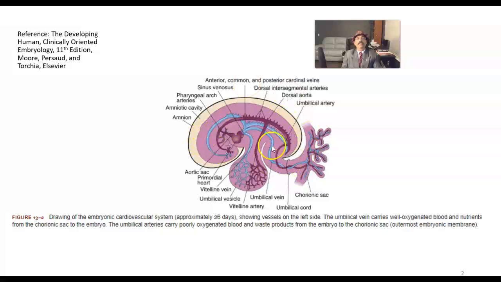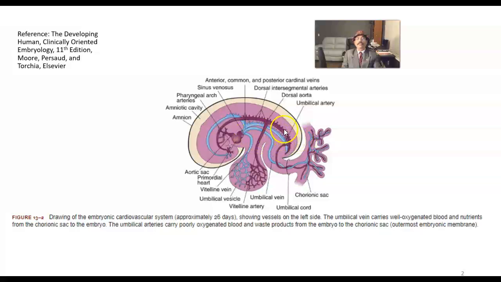So again, this is the embryonic cardiovascular system. We have the common cardinal vein, the umbilical vein, and the vitelline vein, all of which open into the sinus venosus. Umbilical veins are coming from the chorion of the placenta to the sinus venosus. Initially, the liver and the septum transversum have not been shown here. There is no hepatic sinusoid yet.